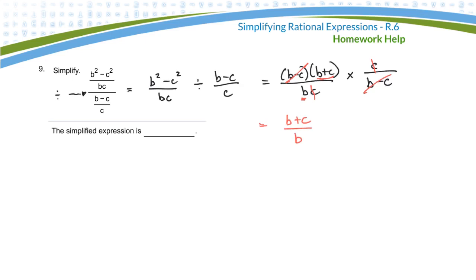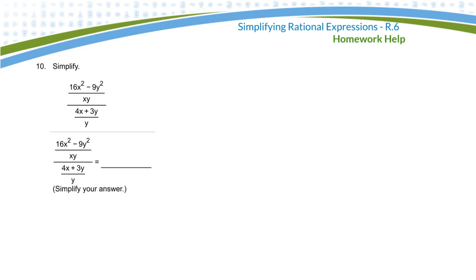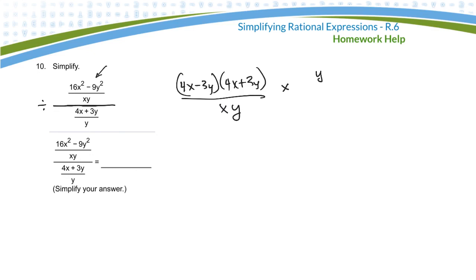Last question, a similar one. Okay, so I'm just going to try and do a couple steps in my head here. This first one's a difference of squares again. So it's 4x minus 3y times 4x plus 3y over xy. And then remember, this line means divide. So over on this side, I'm going to change it to a times, and I'm going to flip it over.